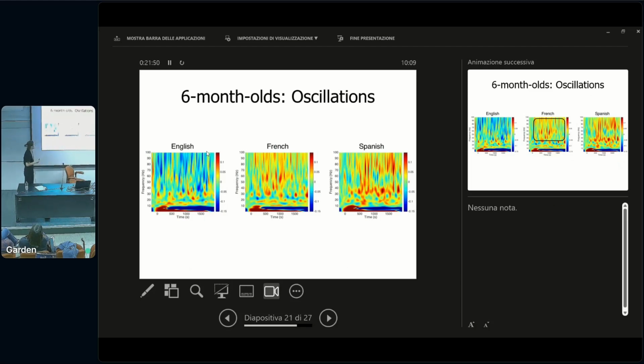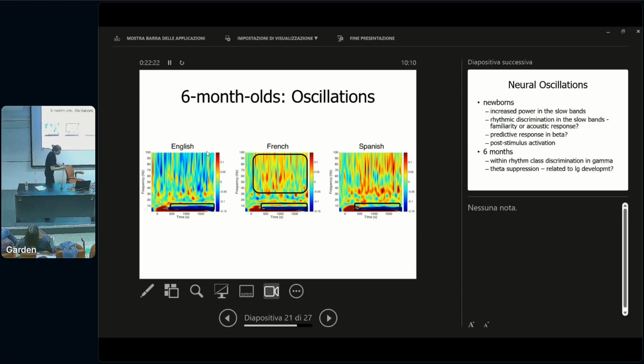The 6-month-olds, very quickly, so this is not final results, but what you see here is not very strong, but statistically stronger gamma activation for French now as compared to both English and Spanish. The difference is not very visible here, but it's statistically significant. So now the familiarity emerges, right? At 6 months, babies can discriminate their native language, even from a rhythmically similar language. And to our greatest surprise, we found totally unexpectedly huge theta suppression. In adults, we don't see this. We absolutely don't know what this is.